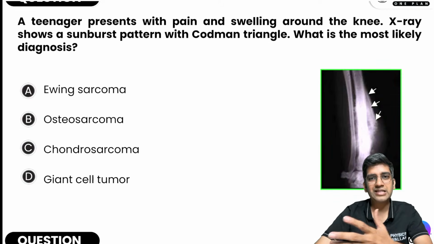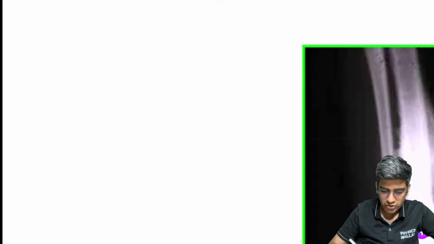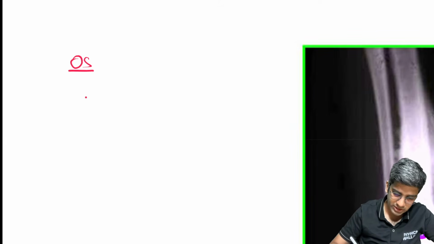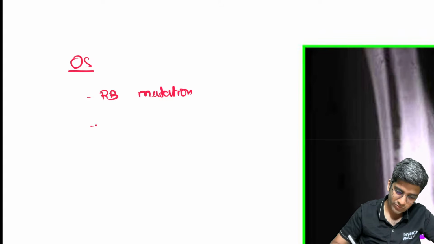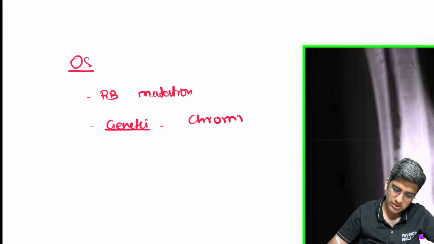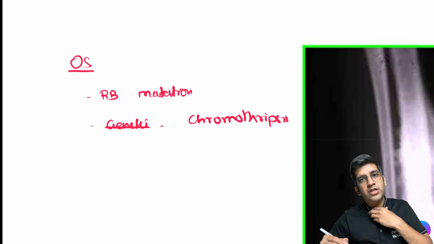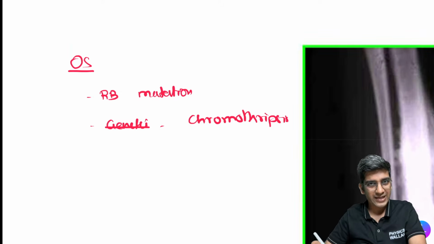Simple one. It's a classical sunburst calcification, diagnostic of an osteosarcoma. Osteosarcoma, with respect to pathology, they do have retinoblastoma mutation. Do remember that. Osteosarcoma has one extremely unique genetic problem called chromothripsis. Chromothripsis, thripsis means breaking. What happens in chromothripsis is all the 46 chromosomes will break.